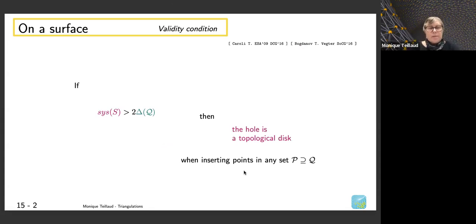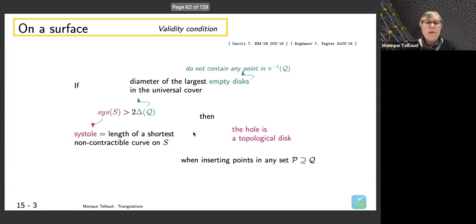What you can easily prove, and I will do that next, is that if you have this condition on a set of points Q, that we call dummy points, then you can ensure that the hole will be a topological disk, even if you insert more points. So if you start with a set of points Q satisfying this condition, it will still be okay when you add more points, and the algorithm will work. To define the notation, this delta denotes the diameter, here in 2D, of the largest empty disk in the universal cover. And this here is the systole, the length of the shortest non-contractible curve on the surface. If you have this inequality, then you can just mechanically use Boyer's algorithm.